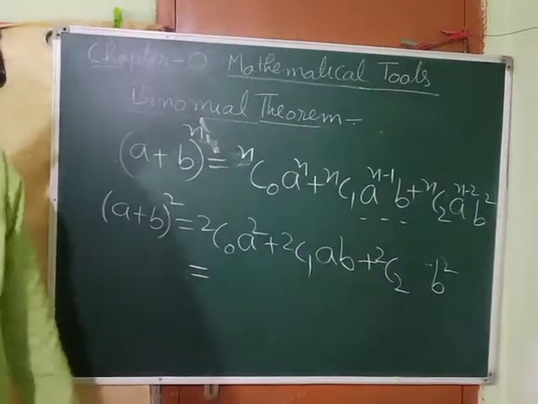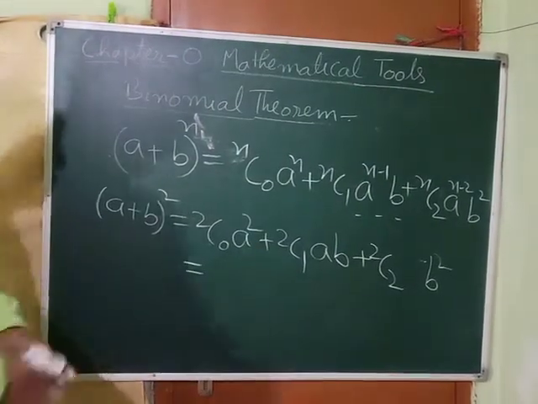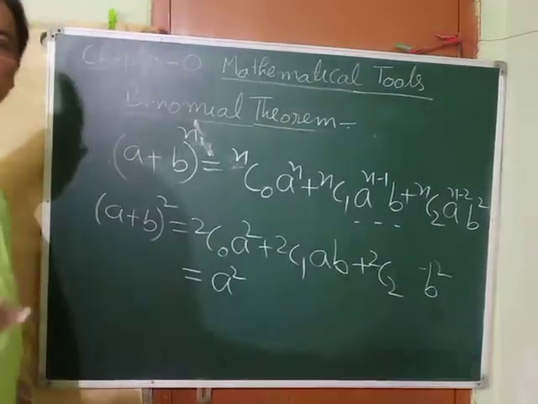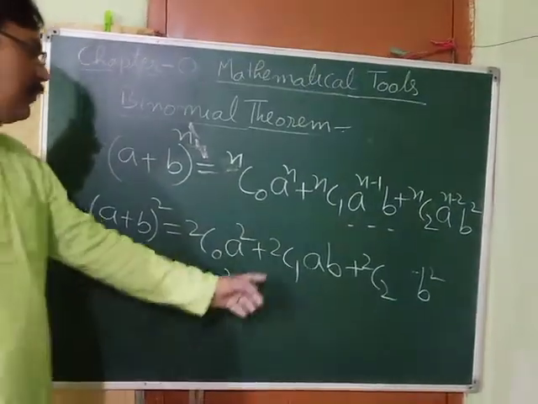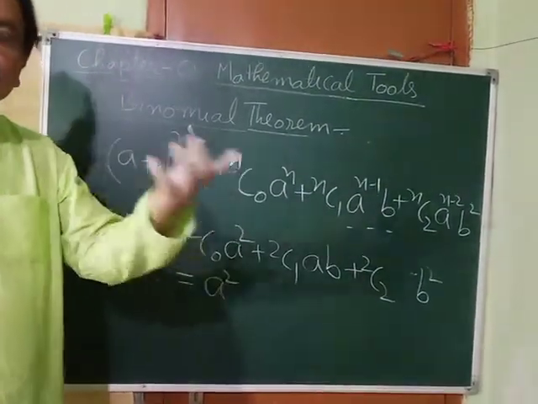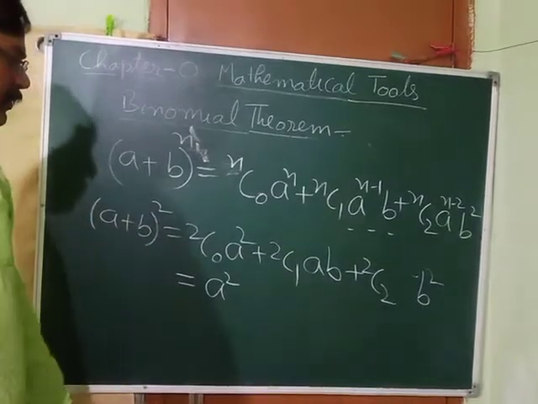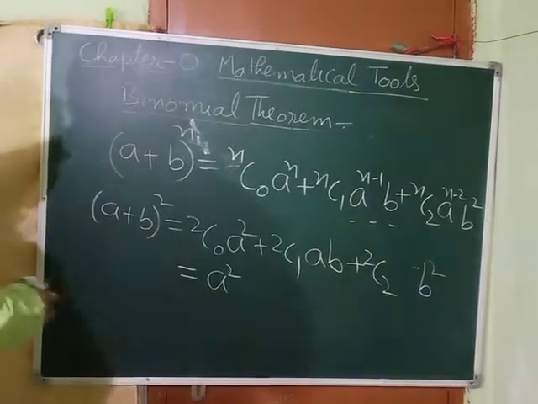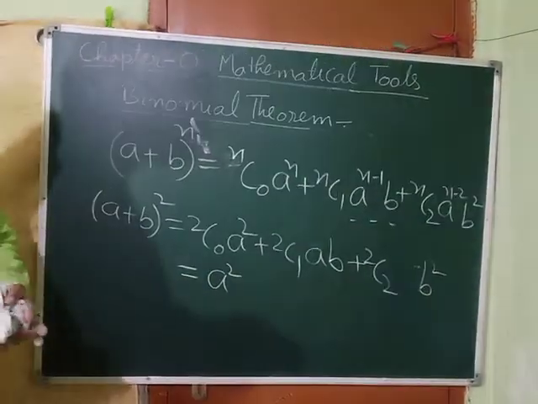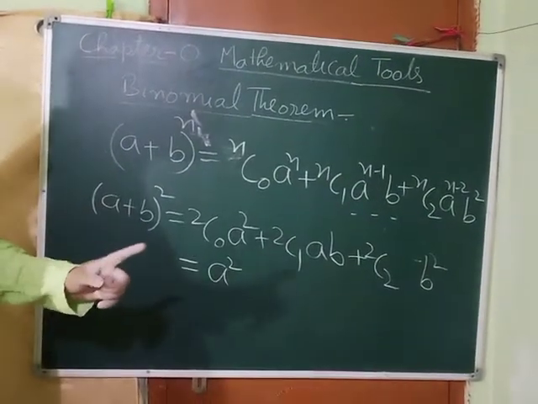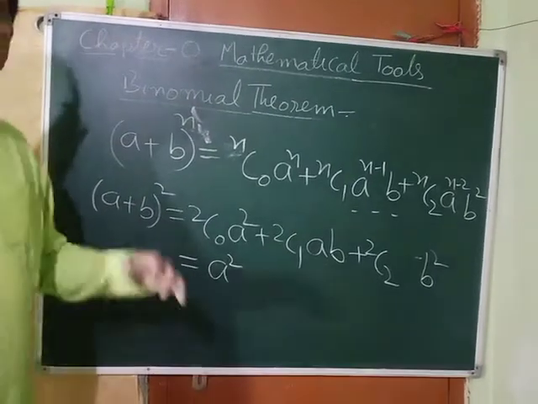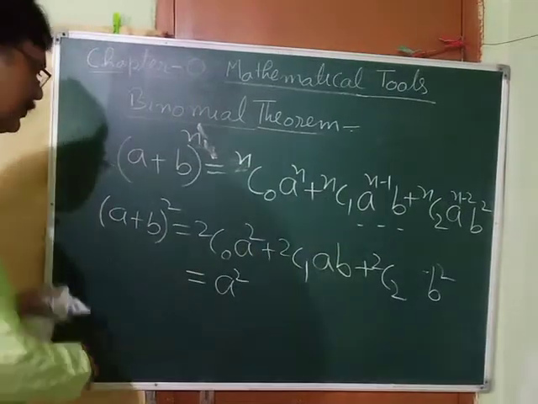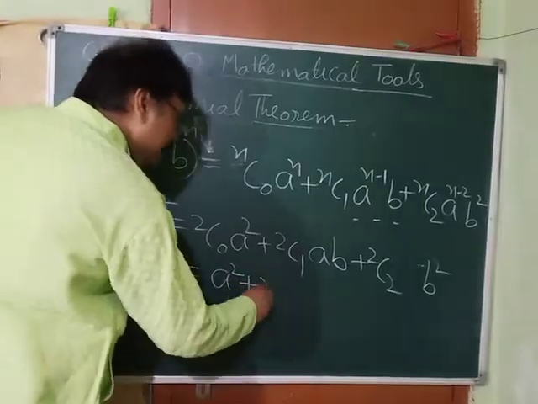So 2C0 is also 1. So 1 into a square is how much? It is a square. Okay. Now, what is NC1? NC1 is n. So 5C1 is 5, and 2C1 is 2. So what you will get? 2ab.